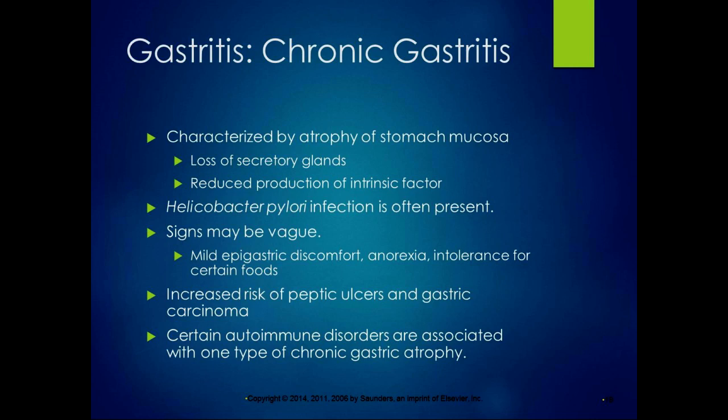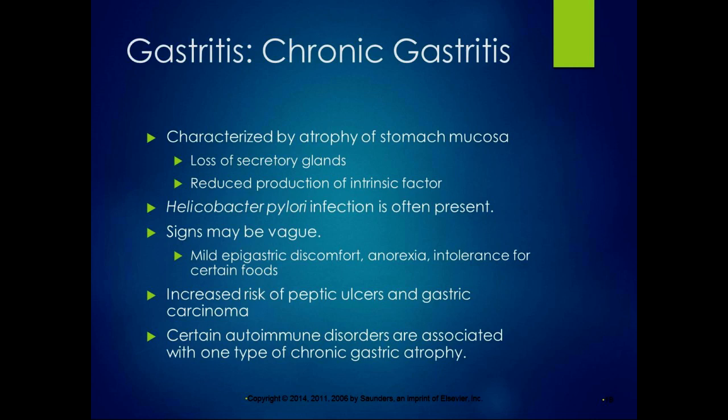Chronic gastritis is where it's gone beyond the point where it can heal. There's actually atrophy of the stomach mucosa. There's loss of secretory glands and reduced production of intrinsic factor, so that's going to affect your B12 metabolism. A lot of times the bacterium Helicobacter pylori is present. This is also the case with gastric ulcers. That particular bacterium is often one of the baddies involved in this.